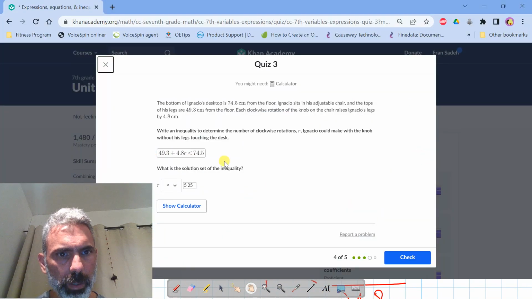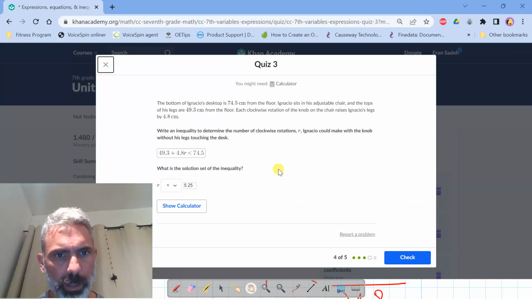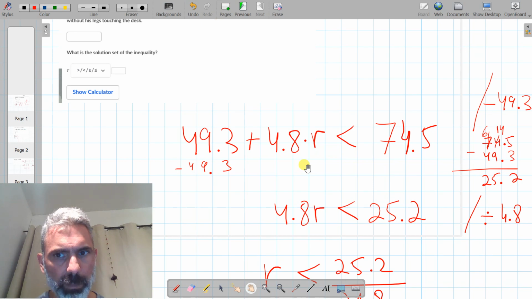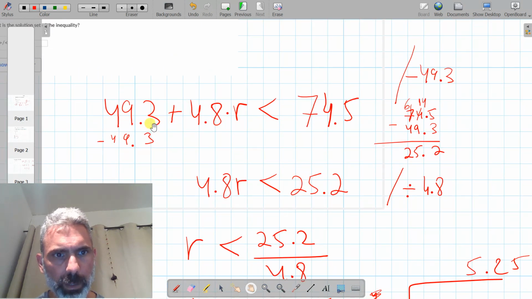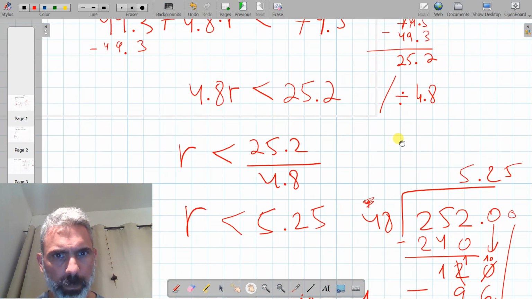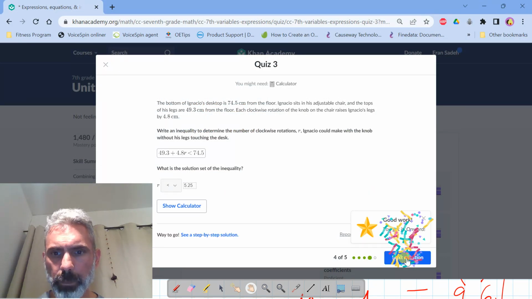So the inequality is 49.3 plus 4.8R is less than 74.5. I subtracted 49.3 from both sides, and now I divide by 4.8. Okay, good.